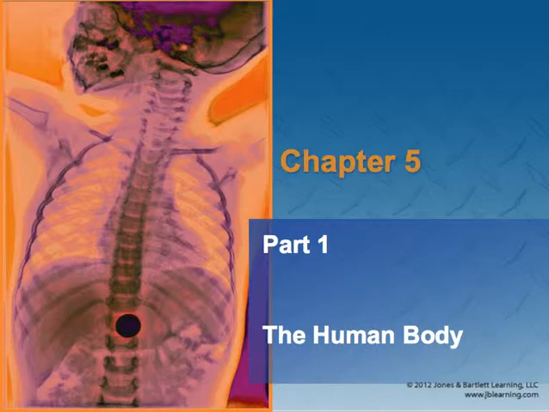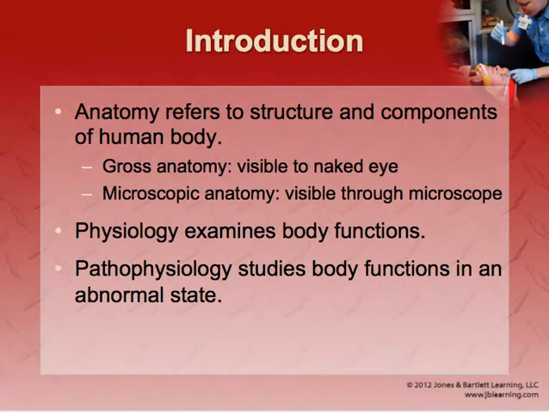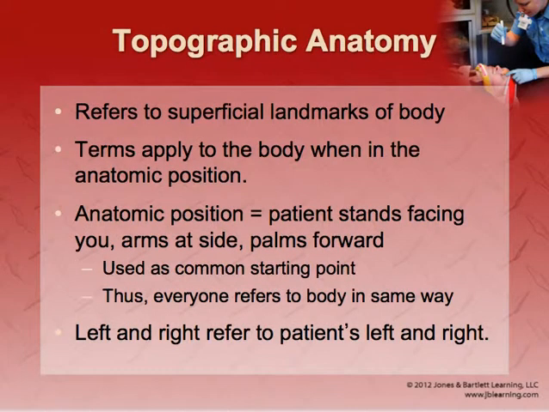So, first of all, this is pretty much the introduction part. When we talk about anatomy, we're referring to the structure and components of the human body. Pathophysiology is the study of the body functions in an abnormal state, and physiology examines body functions. A lot of people think A&P, or anatomy and physiology, are the same thing, but they're not. And pathophysiology is different as well. Just a few terms here. Gross anatomy, that's what you see. And microscopic anatomy, something you have to look at through a microscope.